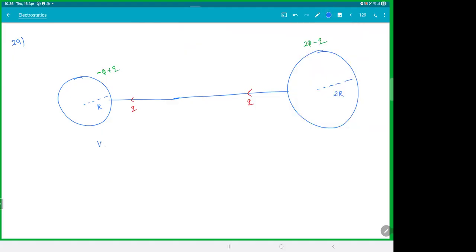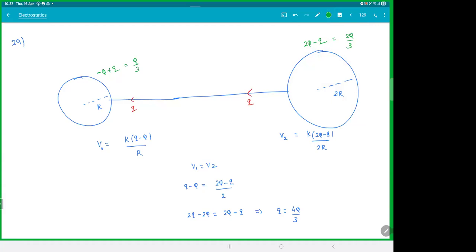What is the potential of this shell? K times (q minus Q) by R. What is the potential of this shell? K times (2Q minus q) by 2R. Since they're connected by the wire, V1 is equal to V2. So we end up with (q minus Q) by R equal to (2Q minus q) by 2R. So that would be 2q minus 2Q is equal to 2Q minus q, so q is equal to 4Q by 3. Be careful, this is the charge that flowed. If you substitute this here, this will become 2Q by 3 and this will become Q by 3. That's your final charges.